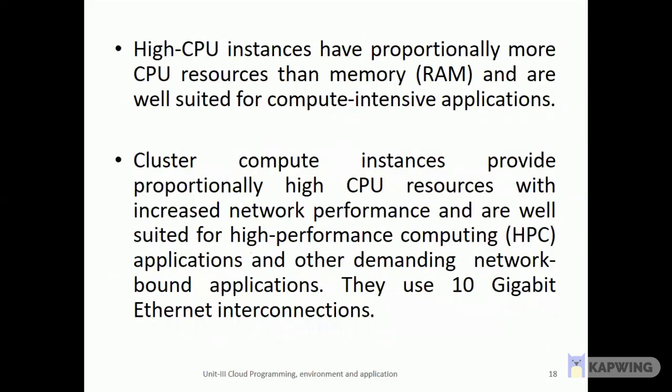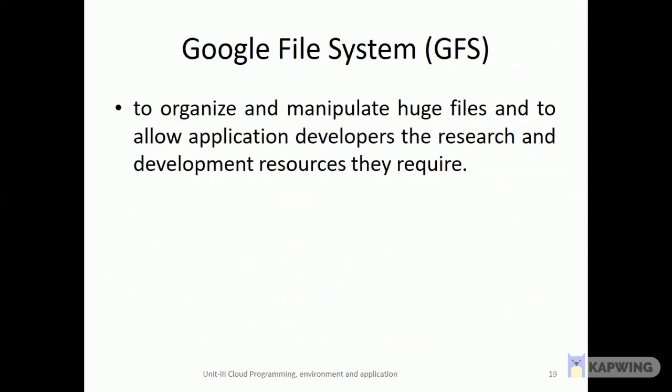High CPU instances have proportionally more CPU resources than memory and are well suited for compute intensive applications. Cluster compute instances provide proportionally high CPU resources with increased network performance and are well suited for high performance computing applications and other demanding network bound applications. They use 10 gigabit Ethernet interconnection.